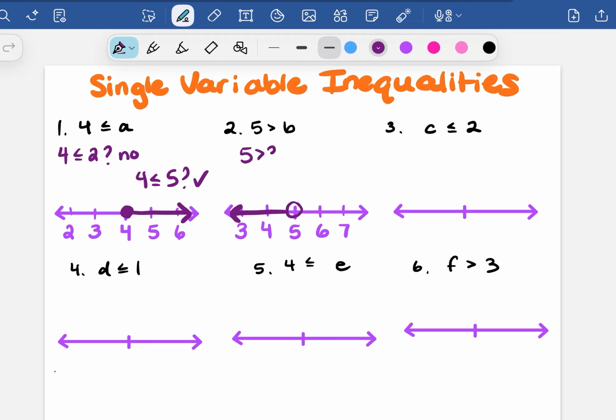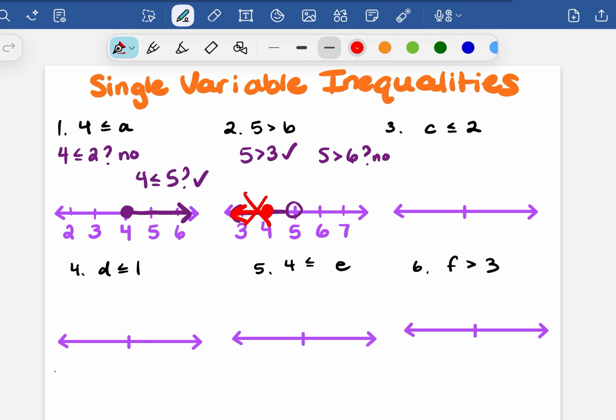5 is greater than 3? Yeah, that's true. 5 is greater than 6? No. So I shouldn't have drawn an arrow to the 6 and the 7, and I didn't. 5 is open, and we don't start at 4. Okay, so this is not what we're doing, 4 and below.